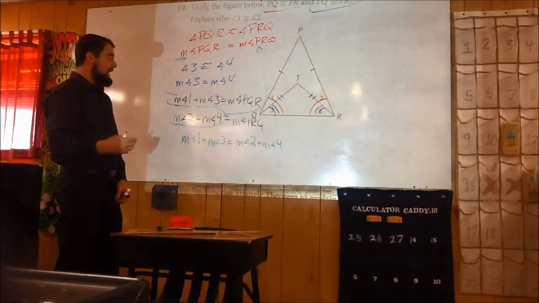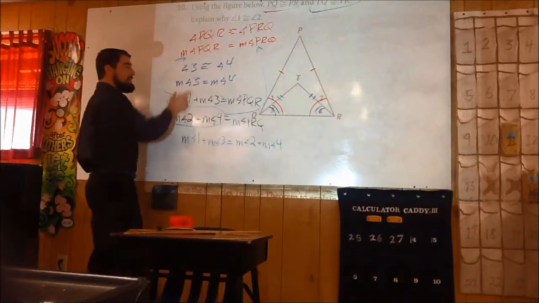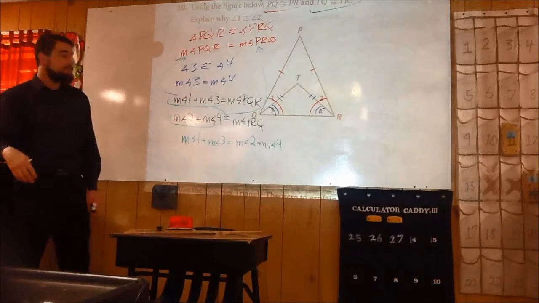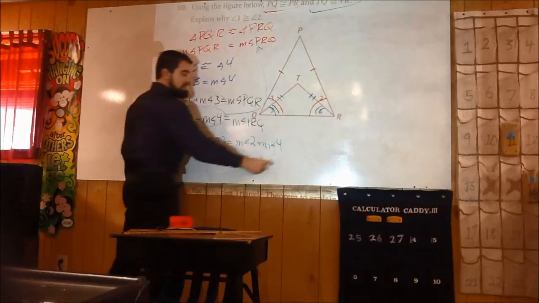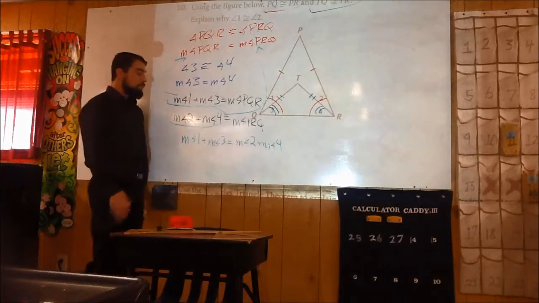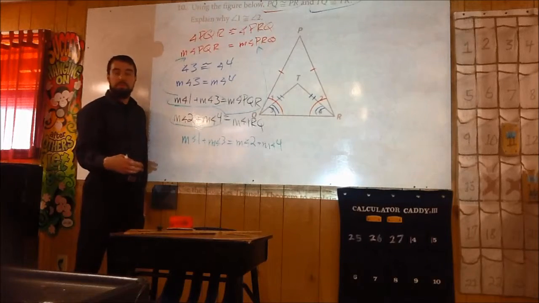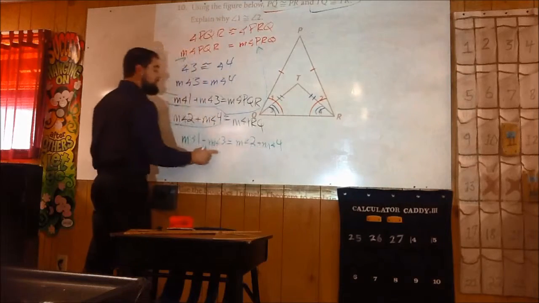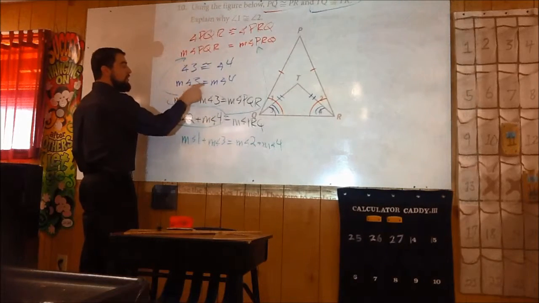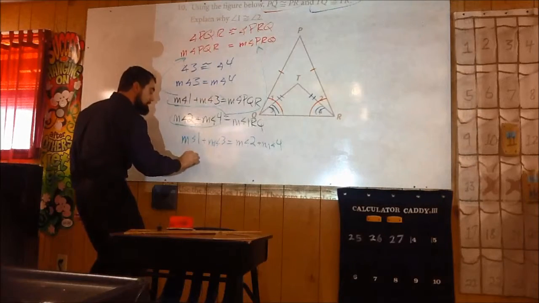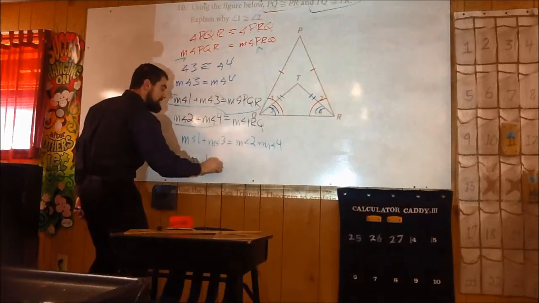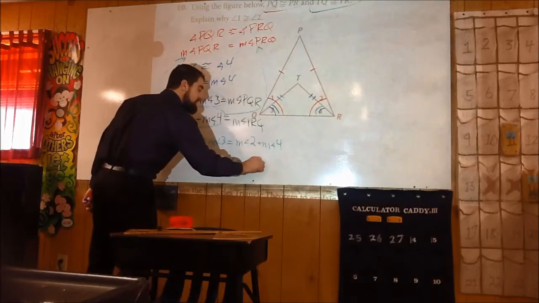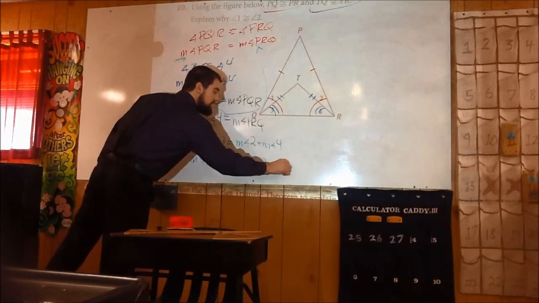However, we can replace either the measure of angle 3 or the measure of angle 4 for one of those. And so we can get one of the variables to go away because we know that the measure of angle 3 is equal to the measure of angle 4. So which one do you want to keep? 3 or 4? 4. Let's keep the 4. So we're going to replace the measure of angle 3 with what it equals, which is the measure of angle 4. So we have the measure of angle 1 plus the measure of angle 4 is equal to the measure of angle 2 plus the measure of angle 4.